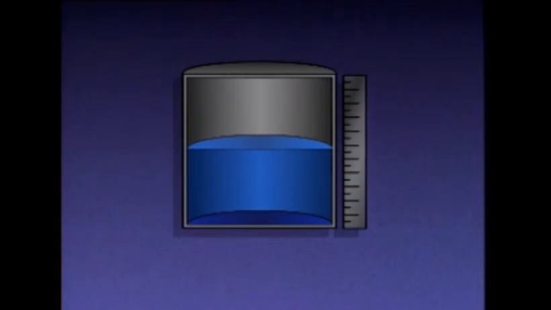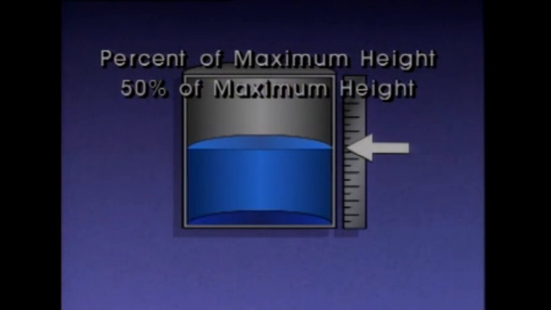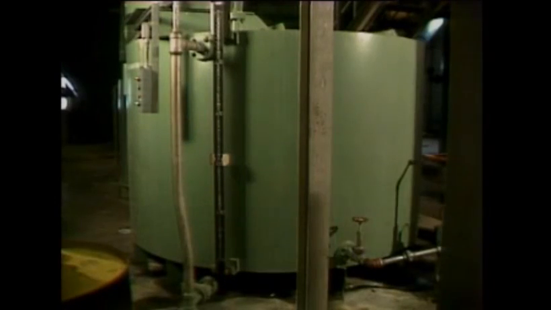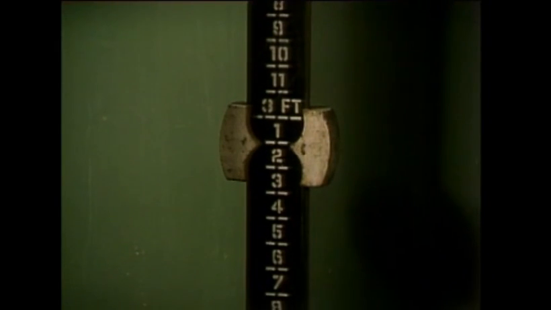Another way the level in this tank can be expressed is as a percent of maximum height. For example, the level in this tank is at the halfway mark, so we can say that the level is 50% of maximum height. Level is usually measured in units of length. For example, the scale on this tank is indicating the level in feet and inches.